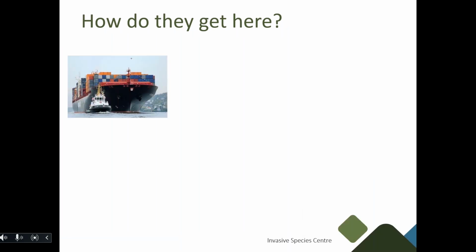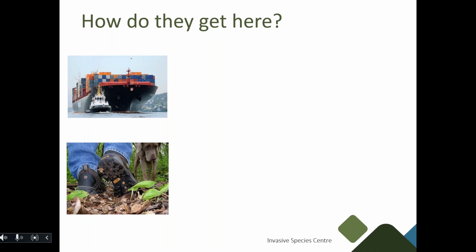So we talked about one example of how species can move into a new area, but there's a lot of others. For example, hiking and being outdoors can spread invasive species, such as plant seeds and pathogens that can exist on the bottom of your boots or on your pet's paws, for example. And when you don't clean your boots and you move into a new area, you can be spreading those without knowing.